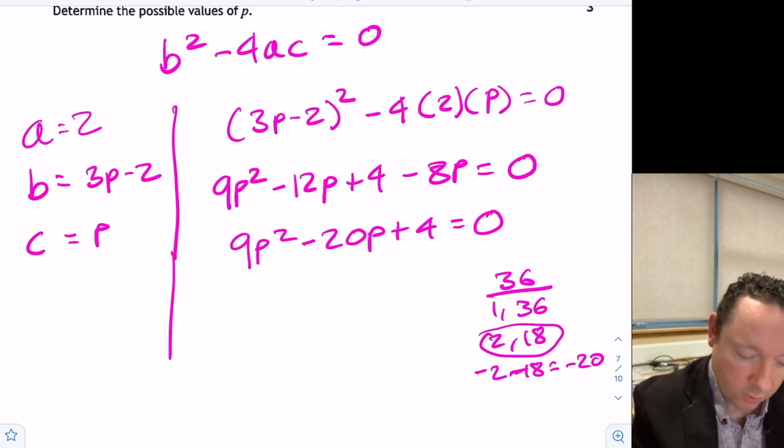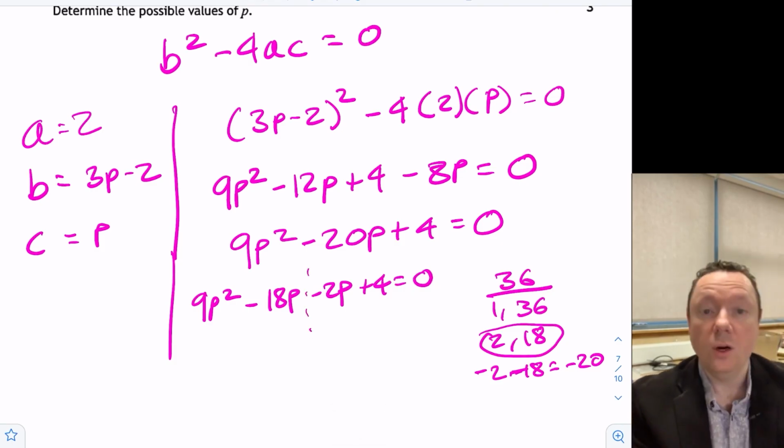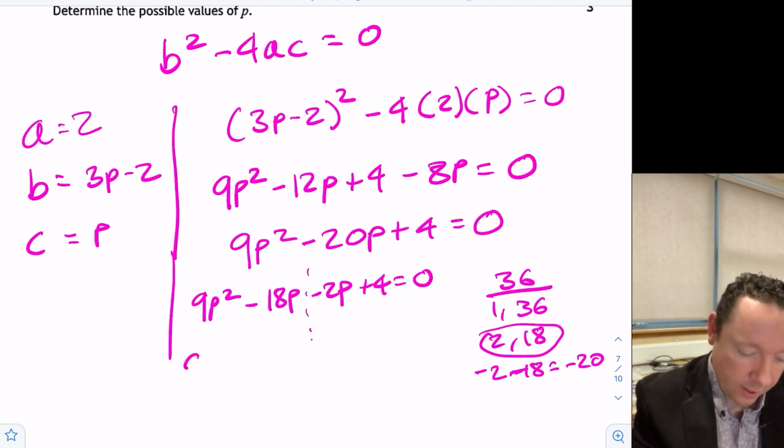So I can split this middle term up into 9p squared minus 18p minus 2p plus 4 equals 0. So then to factorise it, I'll just factorise like this, with the dotted line. So taking 9p out as a common factor, I'll get p minus 2.